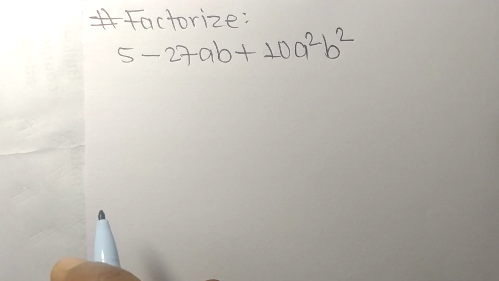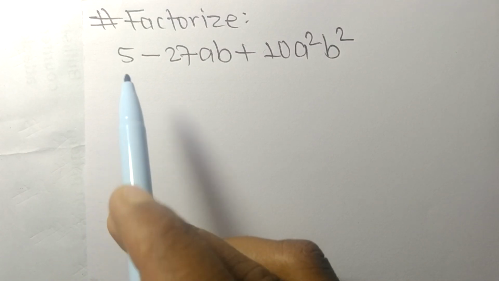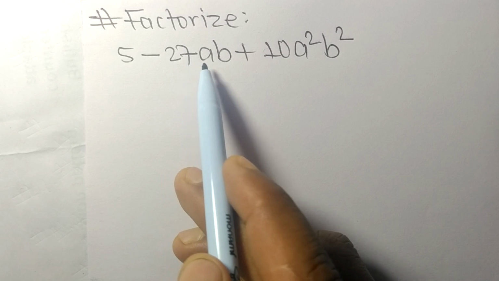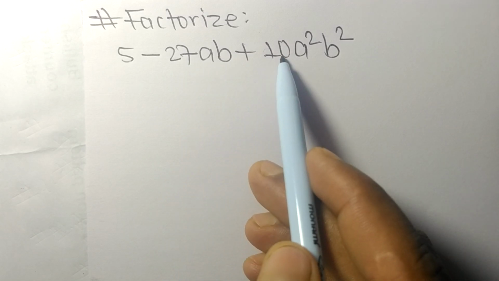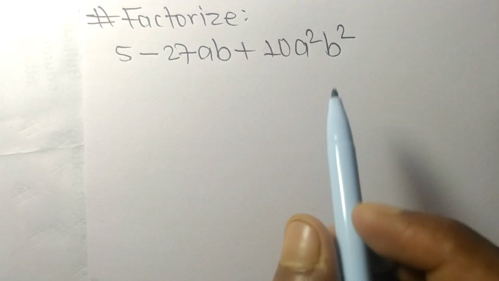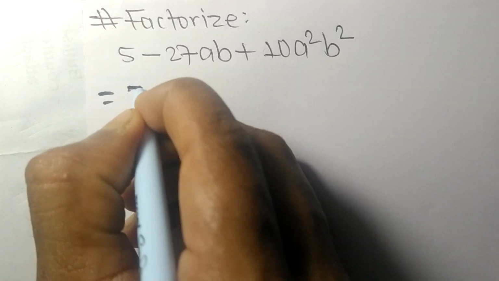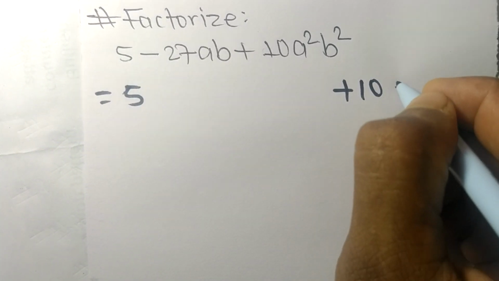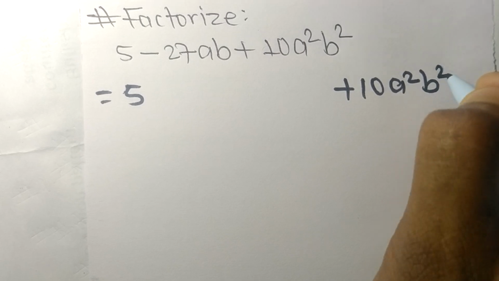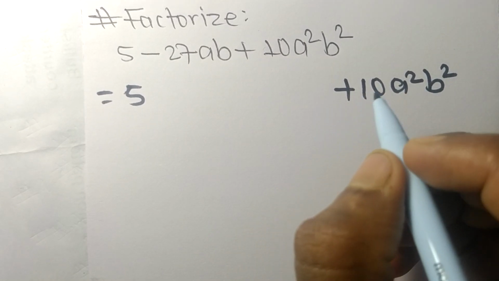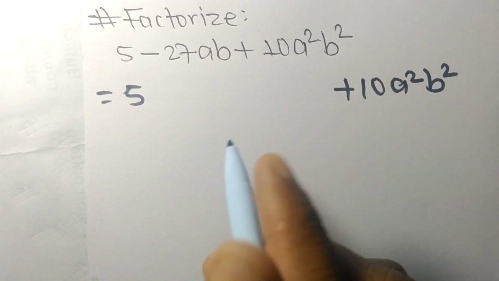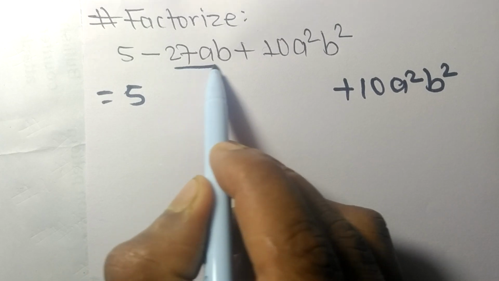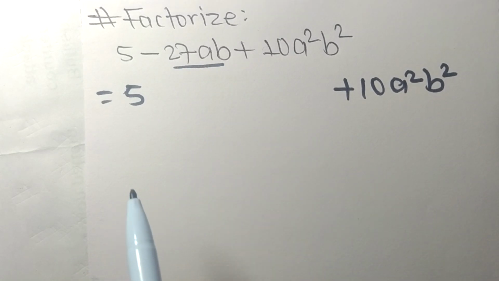So today in this video we shall factorize 5 minus 27ab plus 10a²b². Here the first coefficient 5 and the last term 10a²b² are the same. So now we divide this 27ab into two parts.